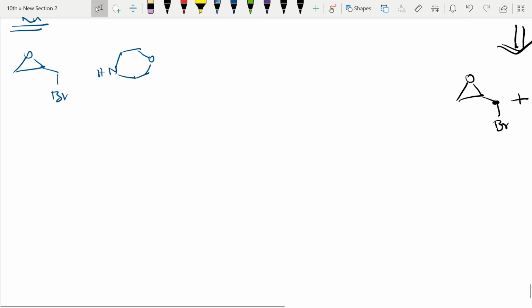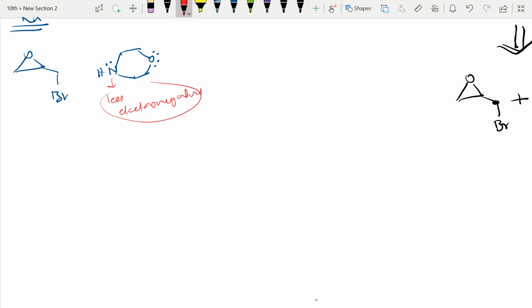And here you can see chemoselectivity will not come, because oxygen is more electronegative compared to nitrogen. Nitrogen is less electronegative compared to oxygen, so it will be more reactive. So it will react only to this carbon. You may ask me, sir, why it won't react to this carbon?